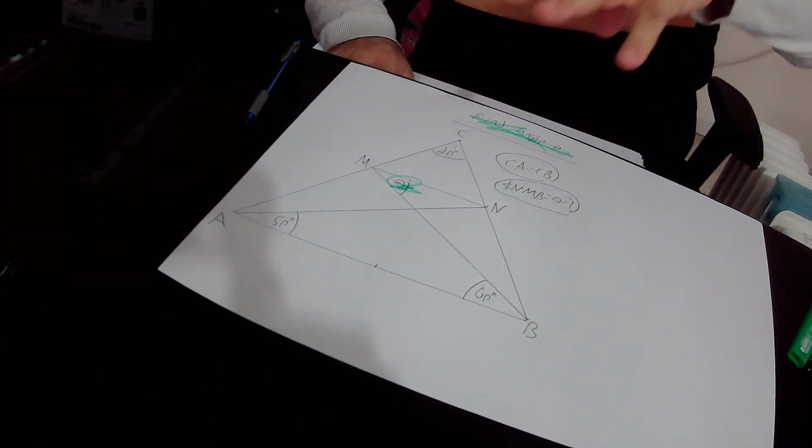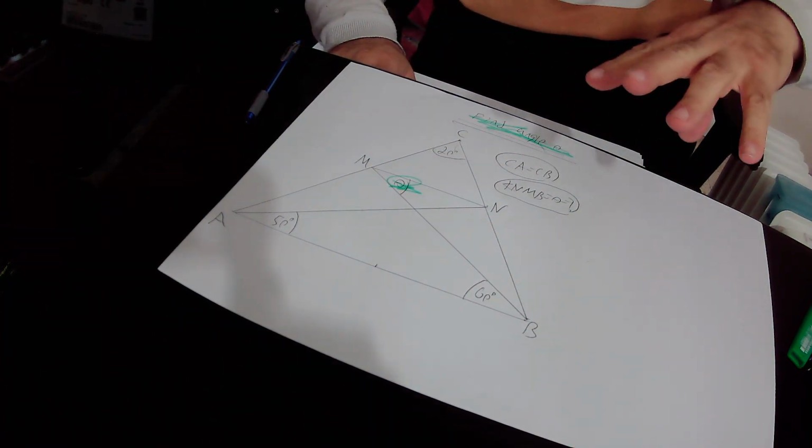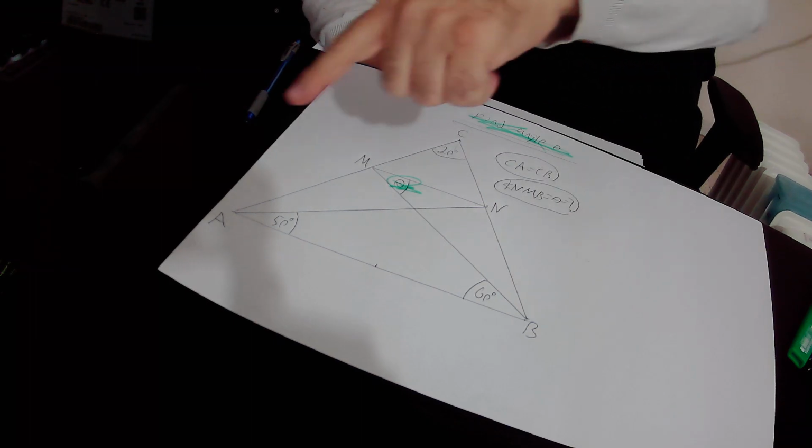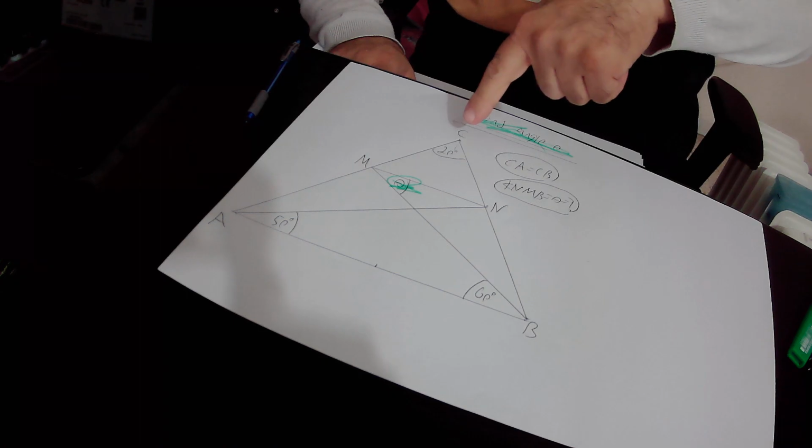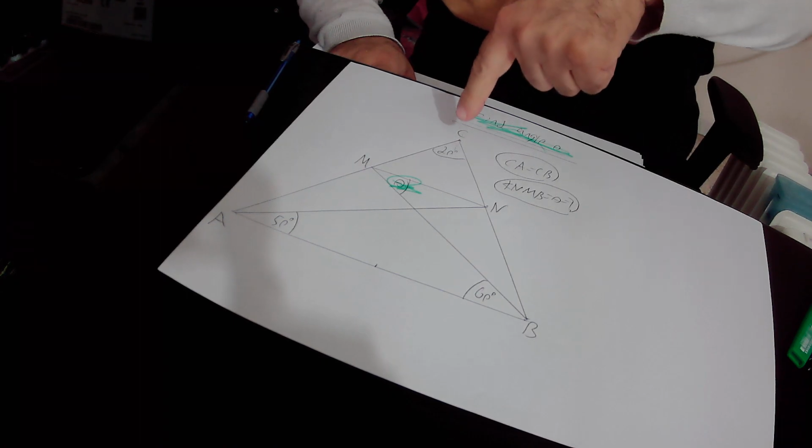In this lecture we find out the value of angle theta. In the drawing, we have triangle ABC. Triangle ABC is an isosceles triangle because side CA equals side CB. In addition, you know that this angle ACB equals 20 degrees in its size.